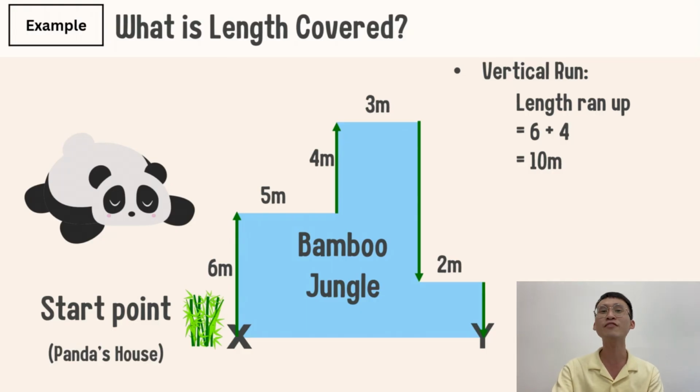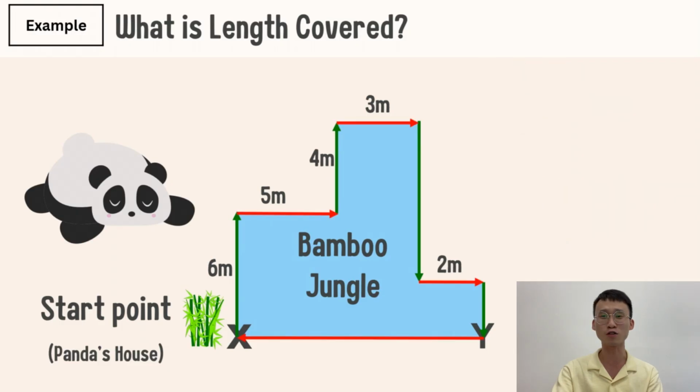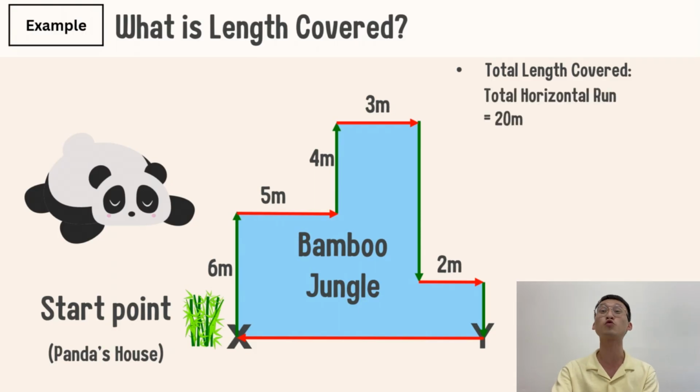Therefore, the length running upwards is equal to the length running downwards, which is also 10 meters. Now, how can we calculate the total length covered? Let us first discuss the total horizontal run. The total horizontal run is just 10 plus 10 to get 20 meters, whereas the total vertical run is 10 plus 10 to get 20 meters as well.